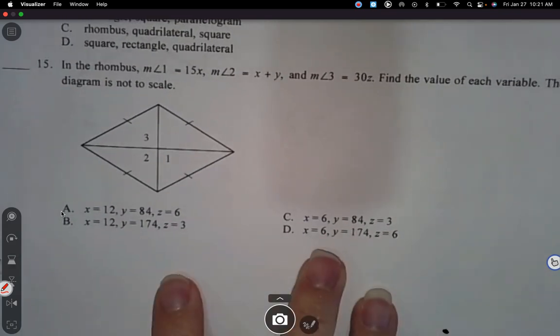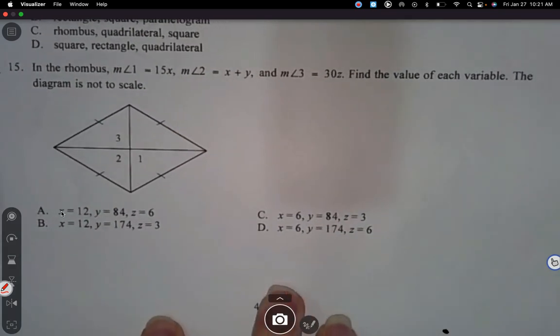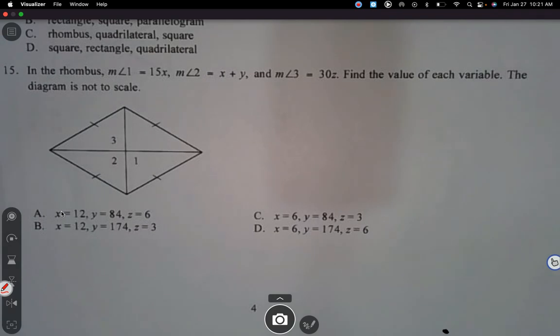Okay, on this one, it's telling us it's a rhombus. What do y'all know about a rhombus? Yeah, we know all the sides are equal. What do we know about the inside angles?